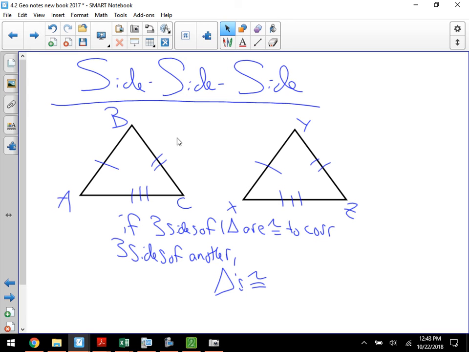Before we had to have all 3 sides and all 3 angles. What I'm getting at here is that all you need to have are all 3 sides. And it literally looks like that with the tick marks. And that's what I wanted you guys to have in the ways to show triangles are congruent. I'm going to use S, S, S for side, side, side. And I'm going to draw a little picture that reminds me of what it looks like. Okay. If I've got all three sides of one triangle congruent to all three sides of another triangle, the triangles are congruent.